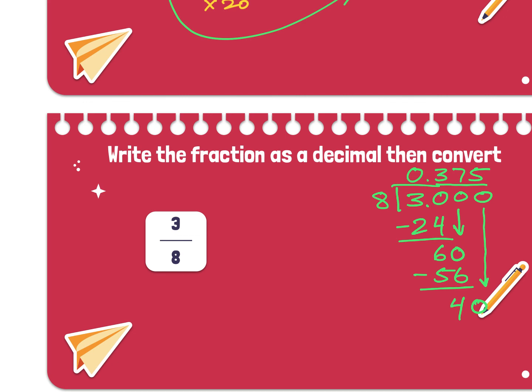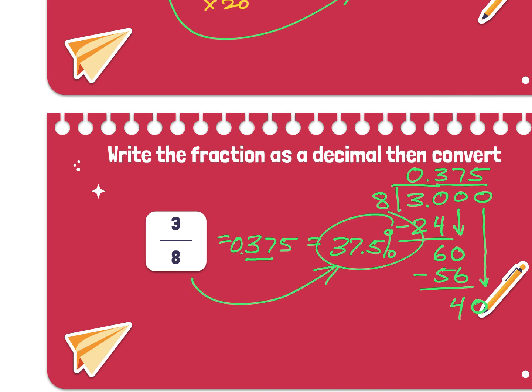0.375, 375 thousandths. Now, when I have 375 thousandths, because I know that percent is based on hundredths, I'm going to write this as 37.5%. 3/8 is equivalent to 37.5%. And there you go.